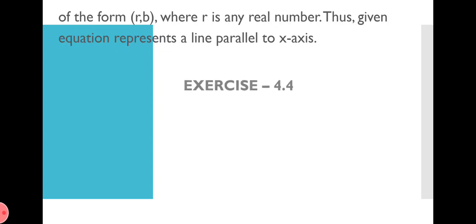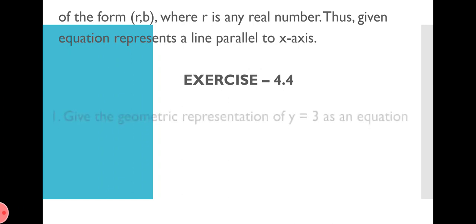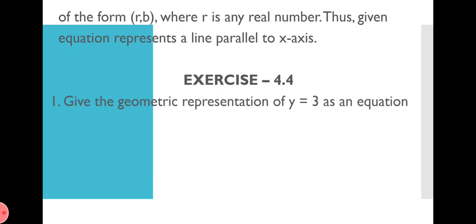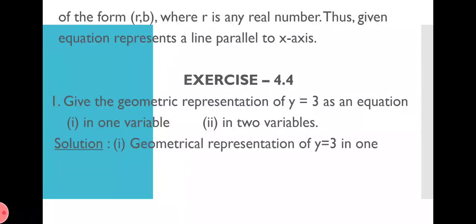Now let's solve exercise 4.4, which is the last exercise of this chapter. Question 1: give the geometric representation of y equal to 3 as an equation in one variable and in two variables. We have to give the geometric representation of the equation y equal to 3 in both forms. We have seen that in one variable we use only a number line, and in two variables we use the Cartesian plane.